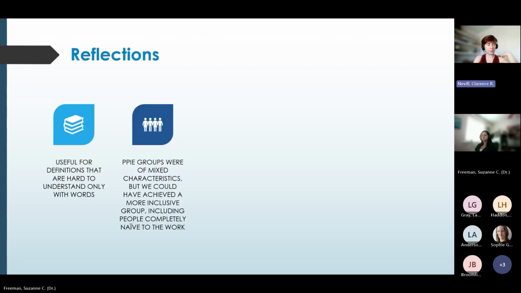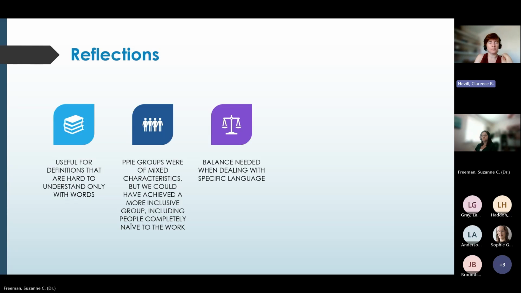It was great that our two PPIE groups were of mixed characteristics, and we had people whose English wasn't their first language, but we definitely could have been more inclusive, and particularly it would probably have been helpful to go to a group that were completely naive to PPIE or anything like that. That could have been a next stage. As I mentioned, a key reflection was that balance between trying to make the language simple, but still holding on to the scientific needs and the actual task at hand. That was quite challenging, particularly in the actual focus groups, trying to explain why we still need this word.